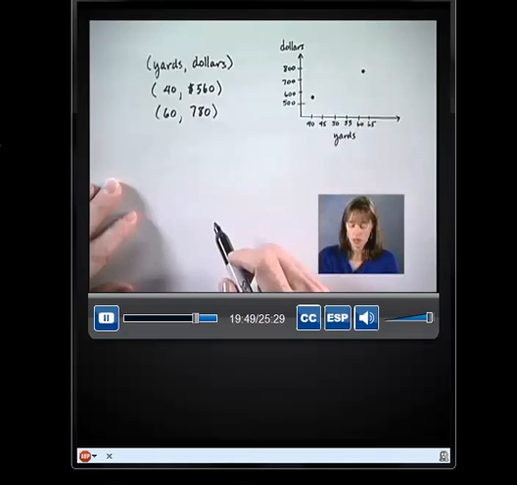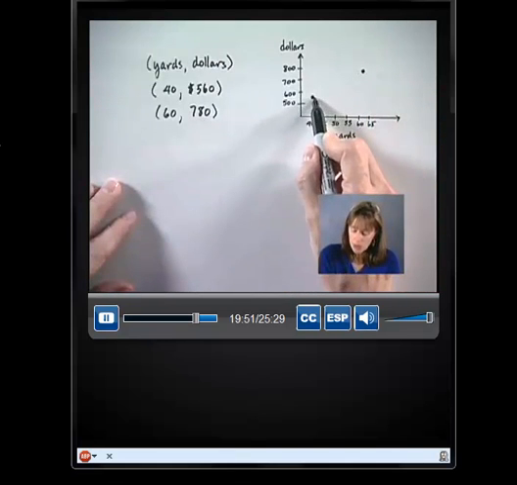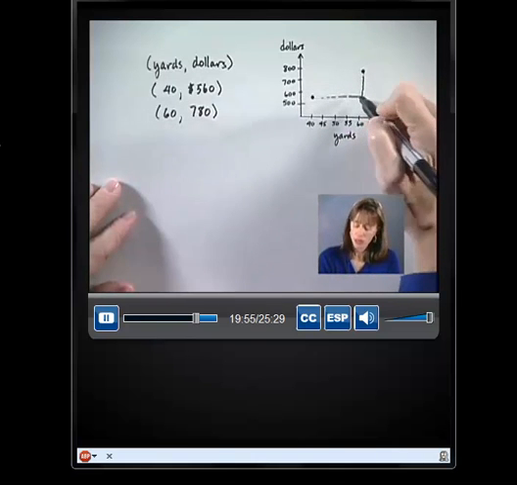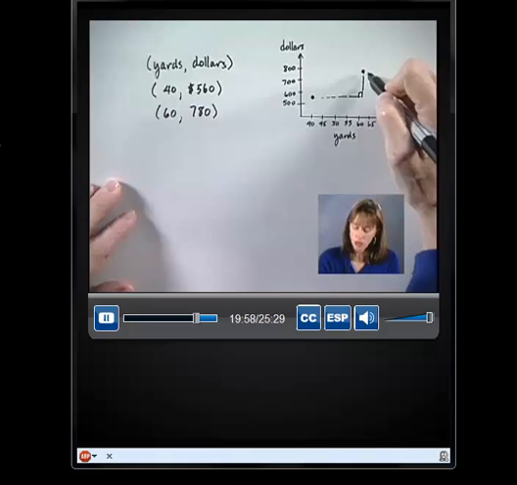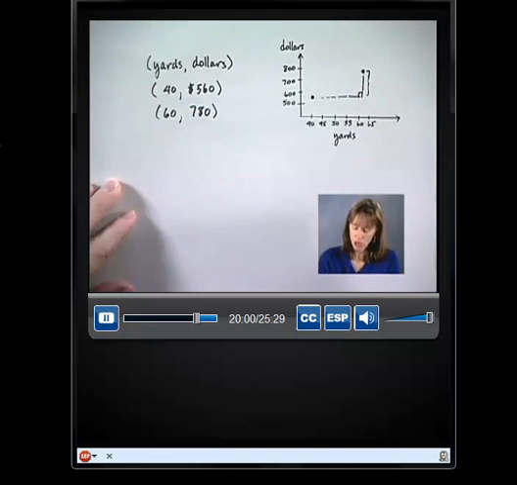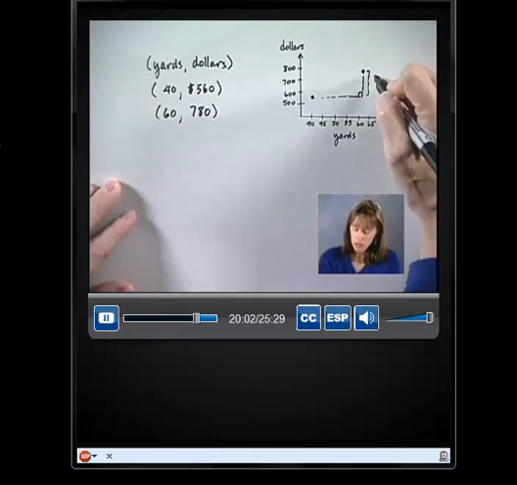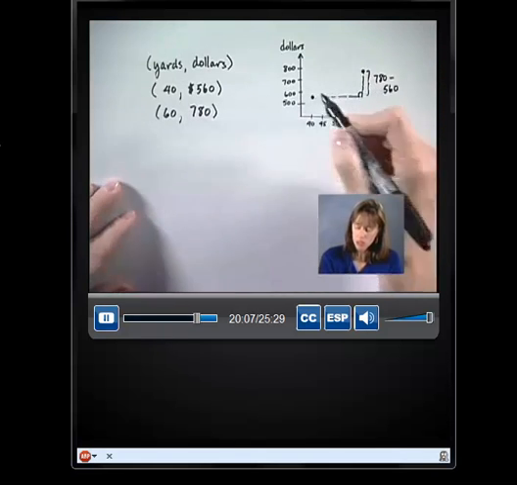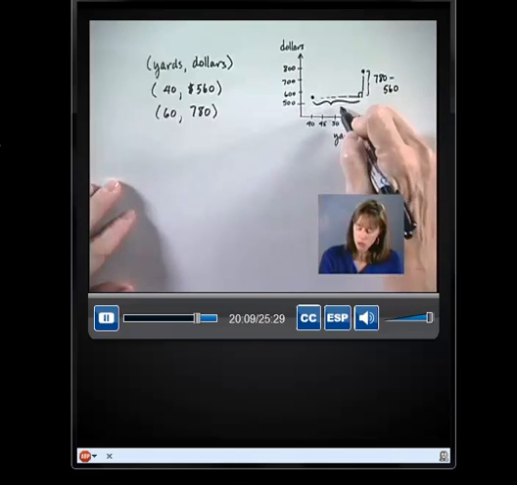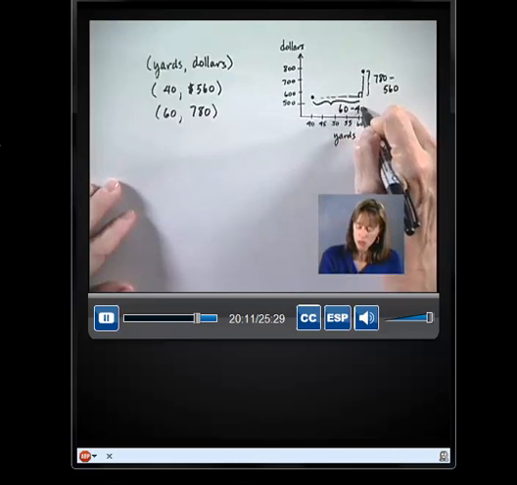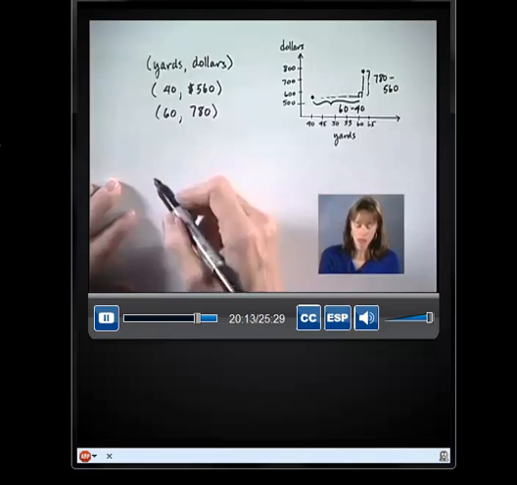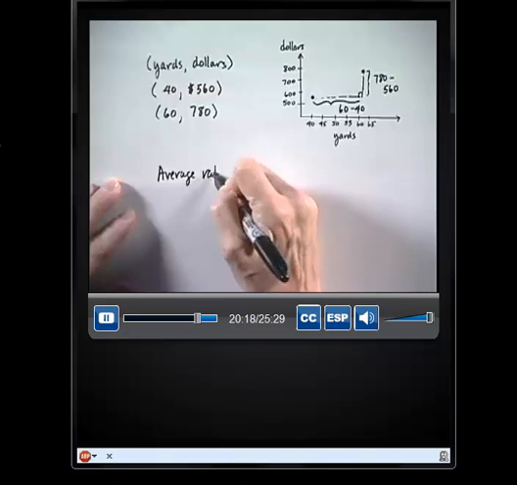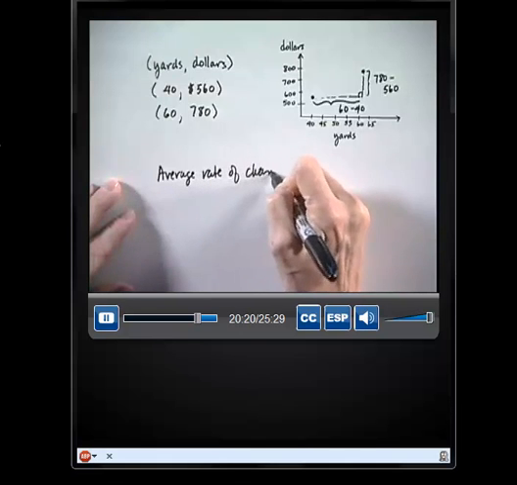And what I'm looking for is the average rate of change of the cost as the yards vary from 40 to 60. Notice what happens if I draw a horizontal and vertical line until they meet and find this particular change, which is going to be the $780 minus 560, and this particular change, which is 60 minus 40. Keep those quantities in mind as we find this average rate of change.